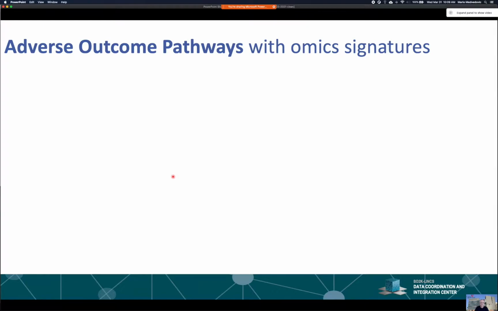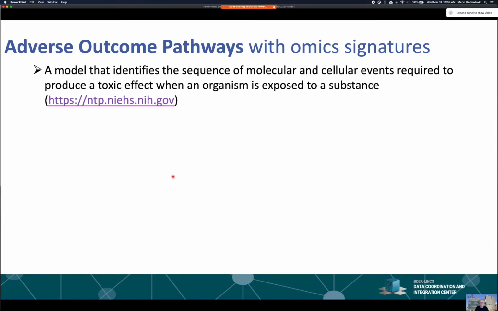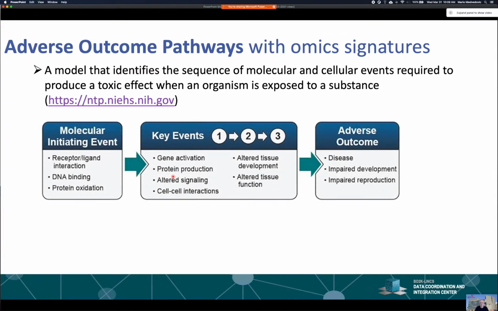Now I'm going to switch to this adverse outcome pathway concept and what it really means, right? I picked this up from NTP. It's defined as a conceptual model that identifies the sequence of molecular and cellular events required to produce a toxic effect when an organism is exposed to a substance. And there is a little diagram there as well that describes what exactly we mean by that.